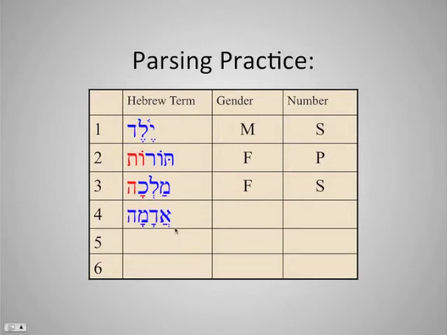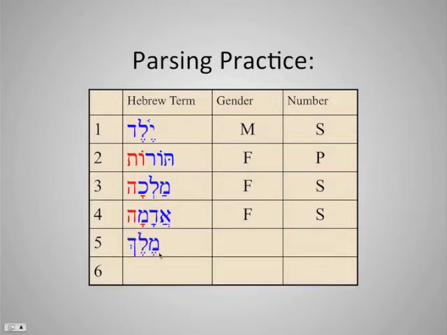Next we have adama, the noun adama. Again, look for the ending and see what you see. Note again we have another kametz hey on the end. The kametz hey is the feminine singular ending, just like on number 3, malka. Adama. You can hear the ah sound. That's the feminine singular ending.